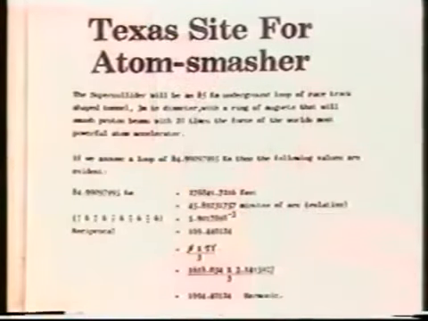This is just something I picked up in the paper before I came over here. They're now getting ready to build one of the biggest atom smashers in the world in the States, Texas. They call it a super collider. It will be an 85 kilometre underground loop, a tunnel 3 metres in diameter with a ring of magnets that will smash proton beams with 20 times the force of the world's most powerful atom accelerator. So I just did a quick exercise on it.